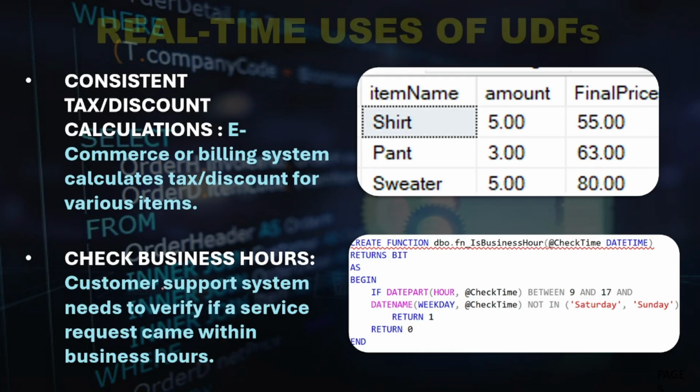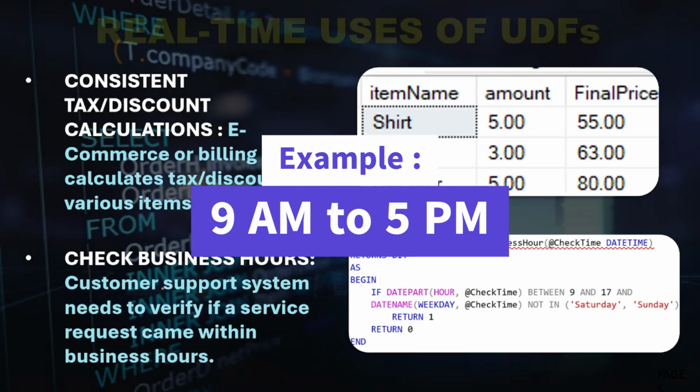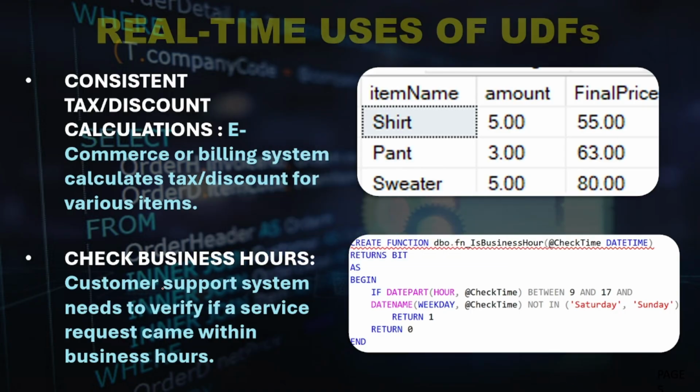In any organization there is a customer support system, and they need to verify if a sensitive request came to them within the hours or not. These teams operate in certain hours of the day. Let's say they are operating between 9 a.m. to 5 p.m., and if any request comes beyond this limit, they should refuse it.